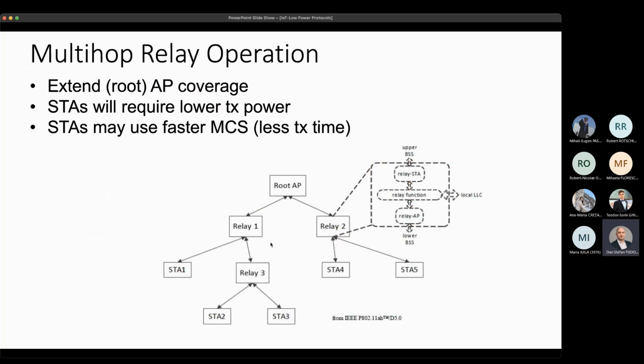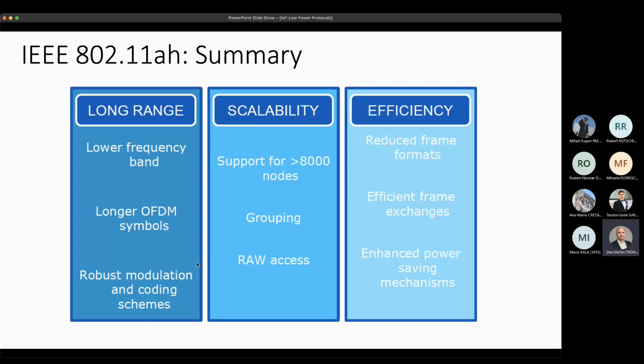This is a diagram of how you can establish a multi-hop relay operation over Wi-Fi HaLow. You can extend your access point coverage, and you can have a scheme with different relays, sort of like routers, which can act as relays to these leaf nodes. Now, in summary, it offers long range, it offers scalability, so a lot of nodes, and it offers better efficiency than regular Wi-Fi schemes.